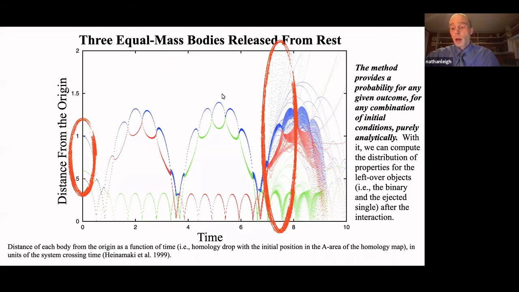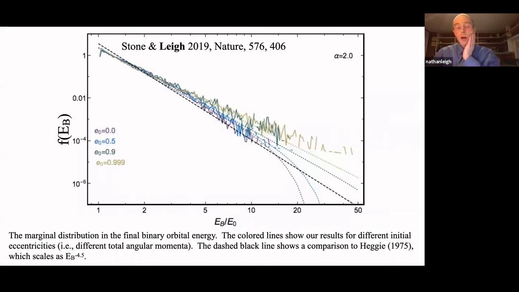And so we can look at a comparison between our analytic model to see how well it reproduces the simulated data. So we show here the distributions of final binary orbital energies as a function of the post-interaction binary orbital energy normalized by the total interaction energy. And this function is what we get from Stone and Leigh 2019. And it just gives the probability of obtaining a binary in any bin in orbital energy post-interaction.